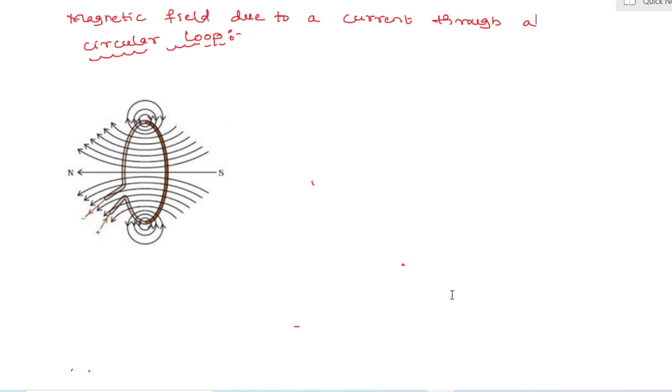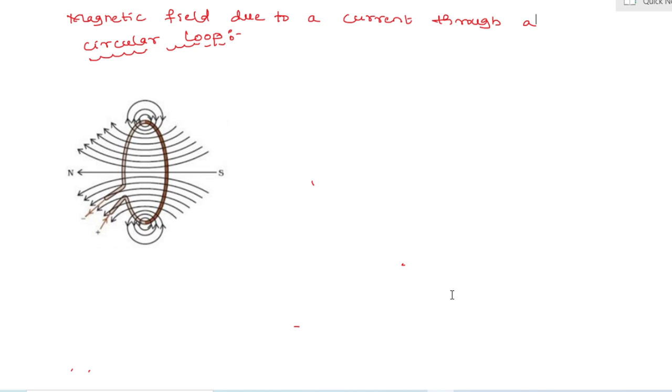Afterwards, magnetic field due to a current carrying conductor, and magnetic field due to a current through a straight conductor. It means magnetic field B is directly proportional to the current I passing through the wire, and magnetic field B is inversely proportional to the distance R from the wire. Finally, if the direction of current in a straight wire is known, then the direction of magnetic field produced by it is obtained by Maxwell's right hand thumb rule.